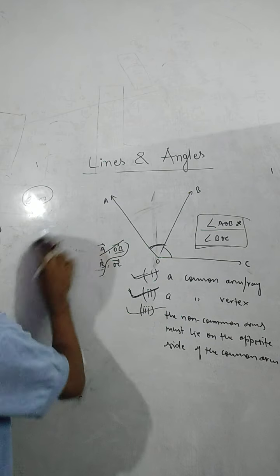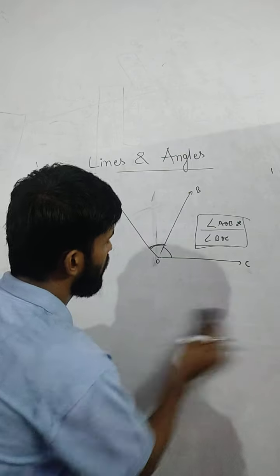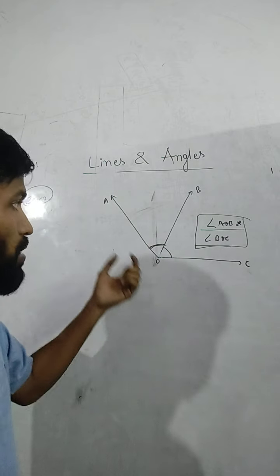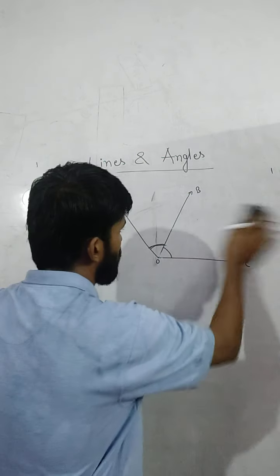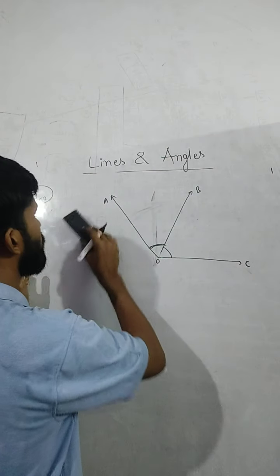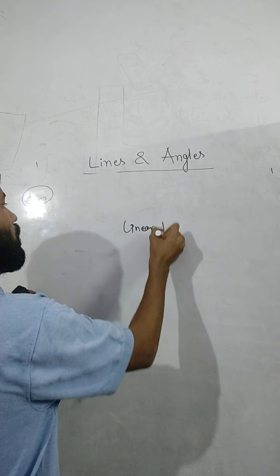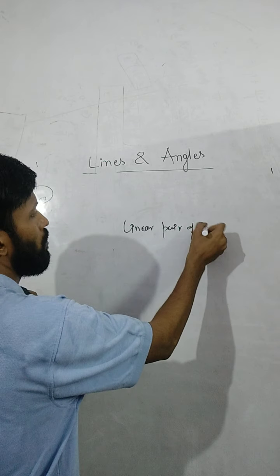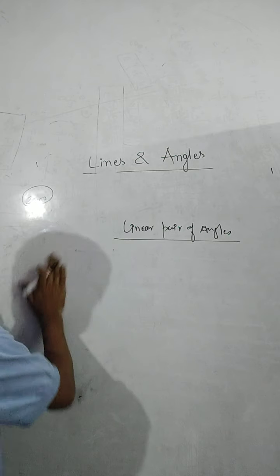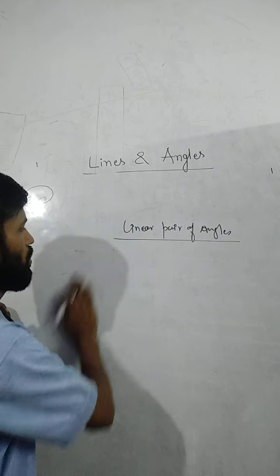The next concept is linear pair of angles, but you will be able to understand linear pair of angles if you really understood adjacent angles. I will draw the same figure again. So what are linear pair of angles? It is 95% similar to adjacent angles.